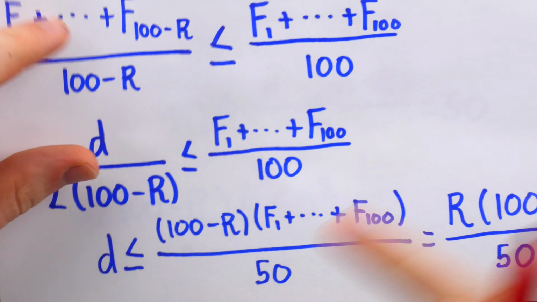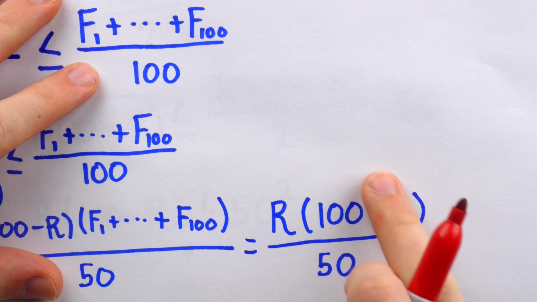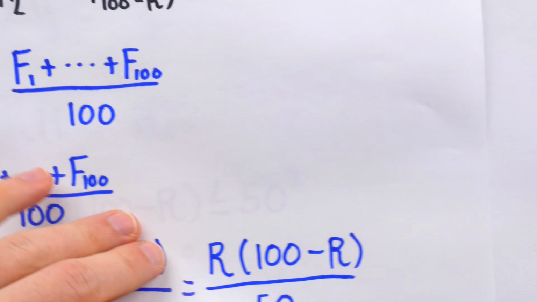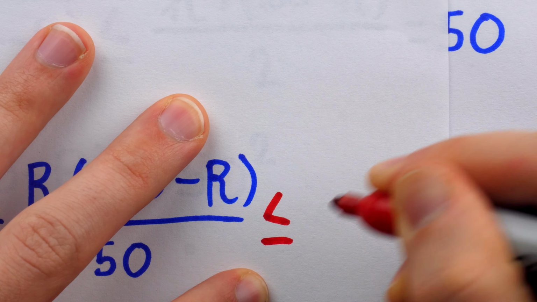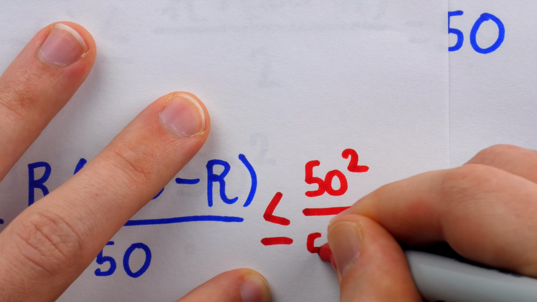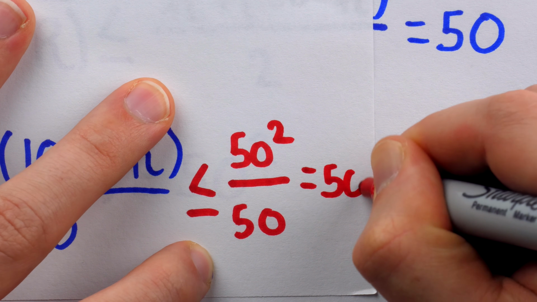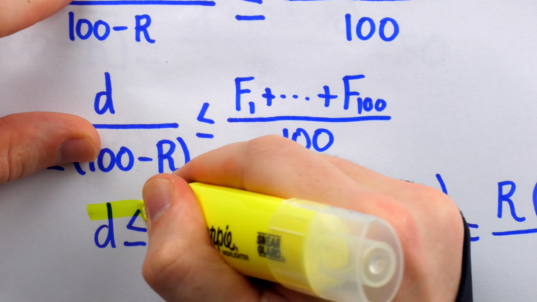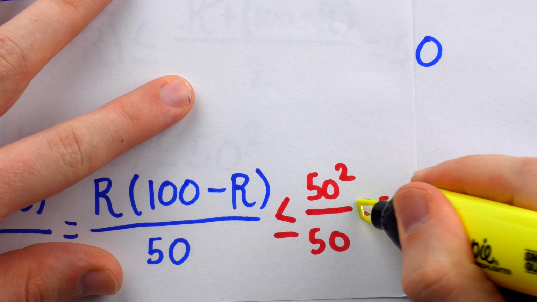All right, we're done. What is d less than or equal to? It's less than or equal to this, and we've just seen that the numerator, r times 100 minus r, is less than or equal to 50 squared. Thus, we can say that this is less than or equal to 50 squared divided by 50. Of course, 50 squared divided by 50 is equal to 50. And so we have that d, the net dissatisfaction using this strategy, is less than or equal to 50.